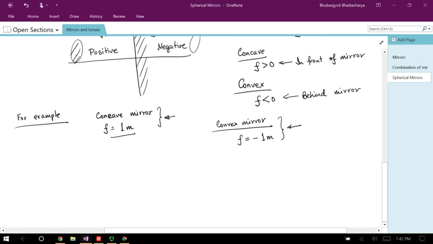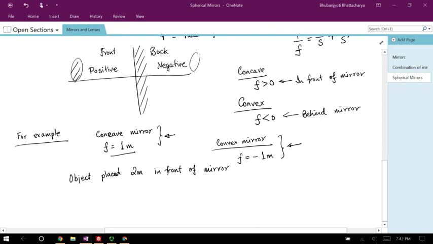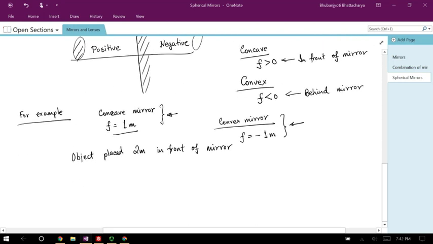Now consider an object placed 2 meters in front of either of these mirrors. Instead of drawing a ray diagram to figure out where the image is going to be, we are going to use the mirror formula. This is 1 over f equals 1 over s plus 1 over s prime.